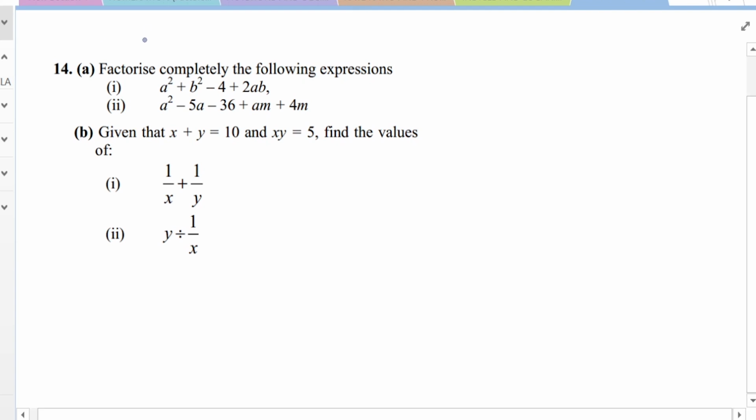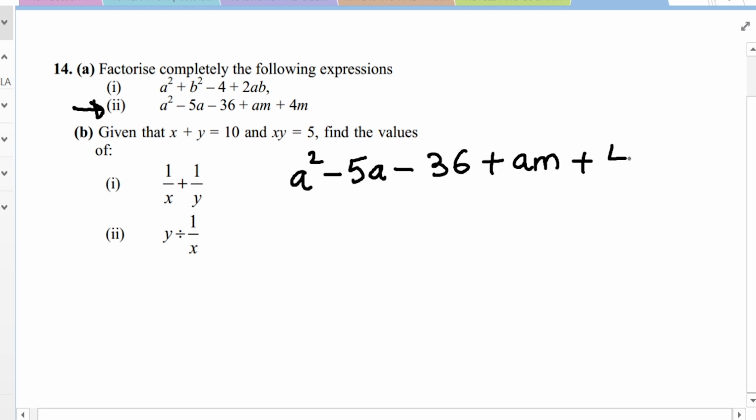Alright, so I'm going to do Roman 2 of this question. I'm going to factorize that expression. The expression is a squared minus 5a minus 36 plus am plus 4m. I'm required to factorize that expression. I'm going to factorize it using the two approaches. You pick the approach that is convenient for you to use, the one that you best understand.